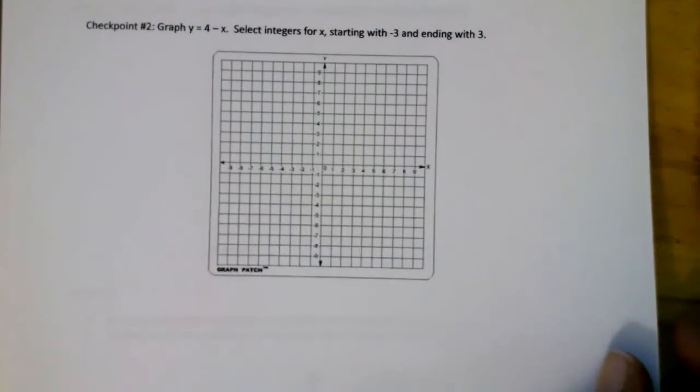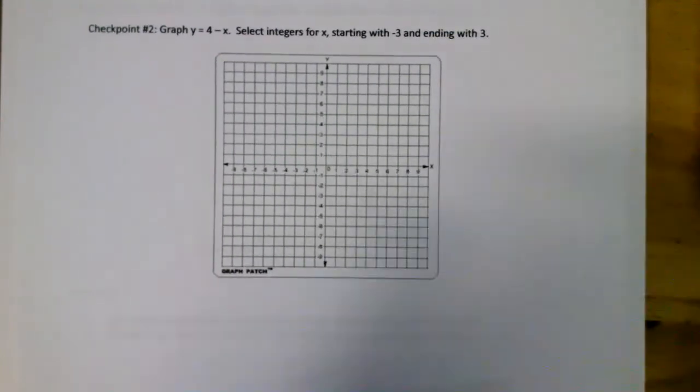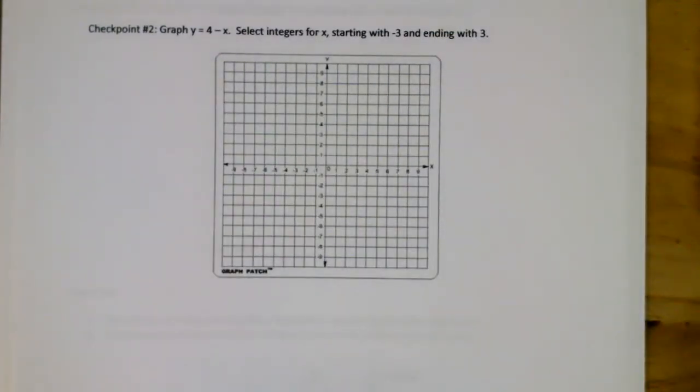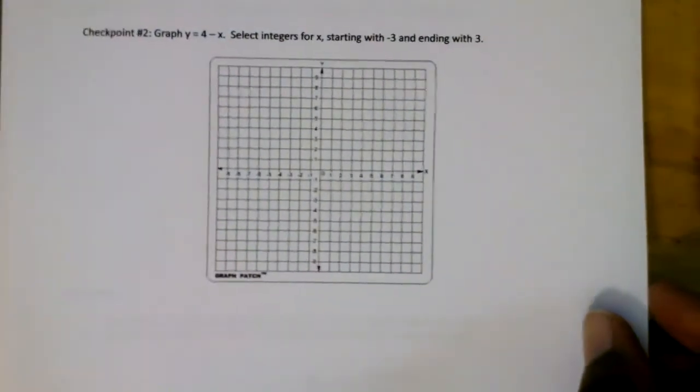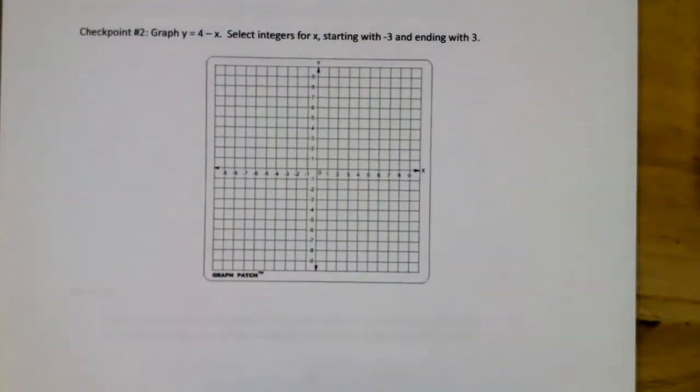All right, here's another example of this. Selecting integers for x starting with negative 3 and ending with 3, we want to graph y equal 4 minus x. Okay, y equal 4 minus x. So here we're going to do an xy table of values.